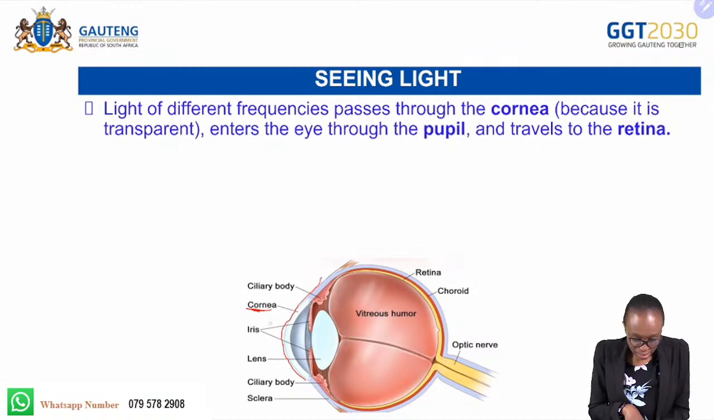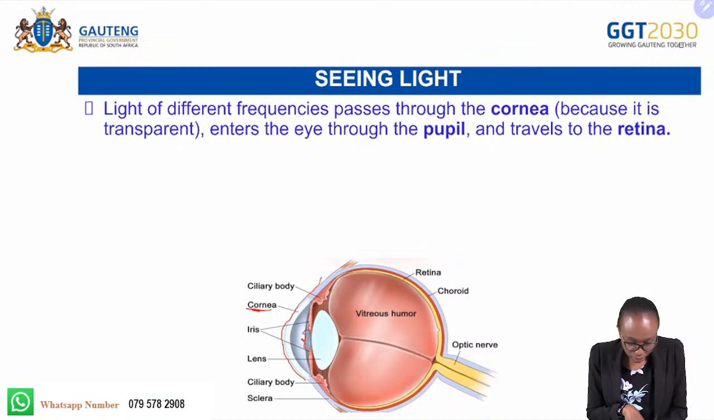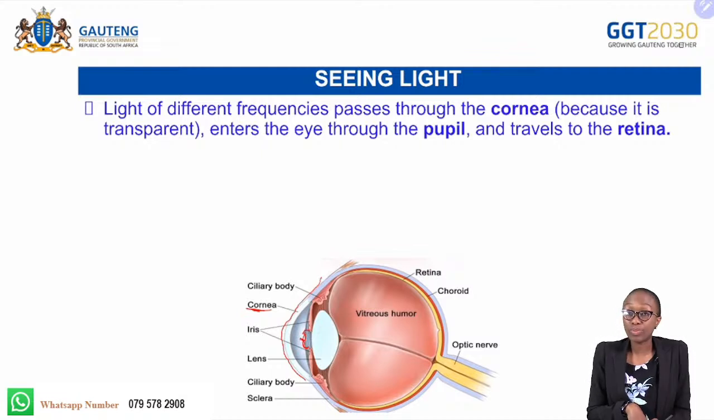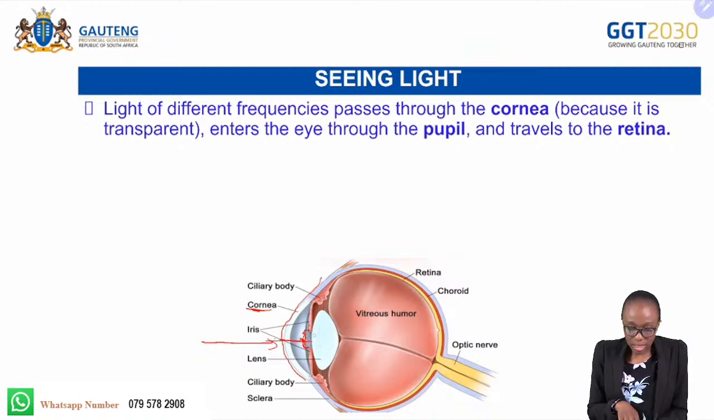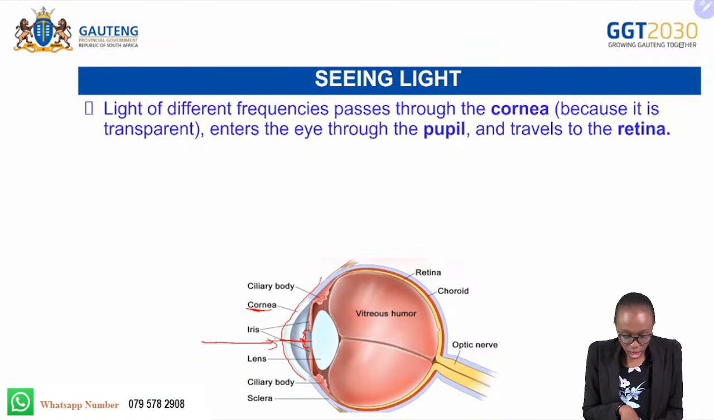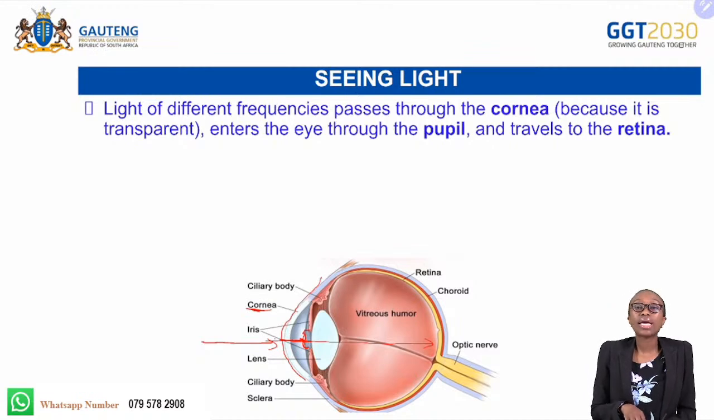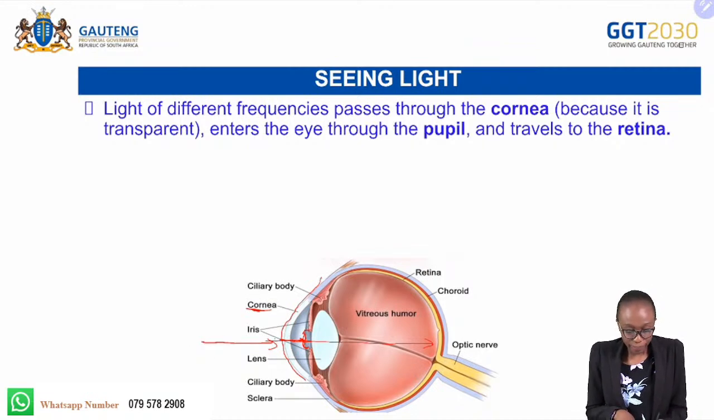So once they pass the cornea, they enter through the pupil. So which part is the pupil? The pupil is this gap here, that gap inside of the iris. So the light is going to pass through the cornea and then go in and pass the pupil there. Once it passes through the pupil, it travels through to the retina. If you remember from our terminology, we said the retina is made up of light-sensitive cells. So it passes through the cornea, through the pupil, and it goes to the retina.